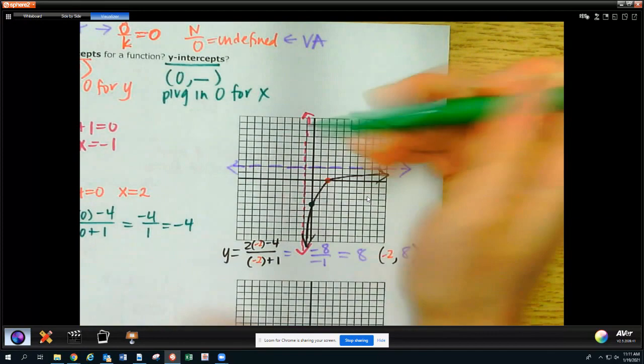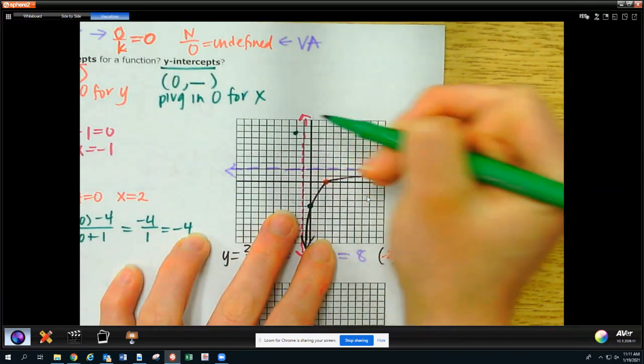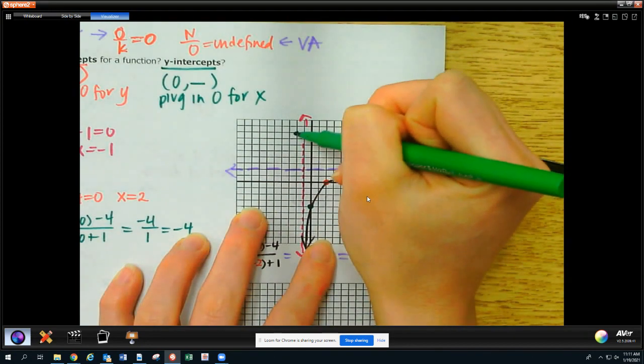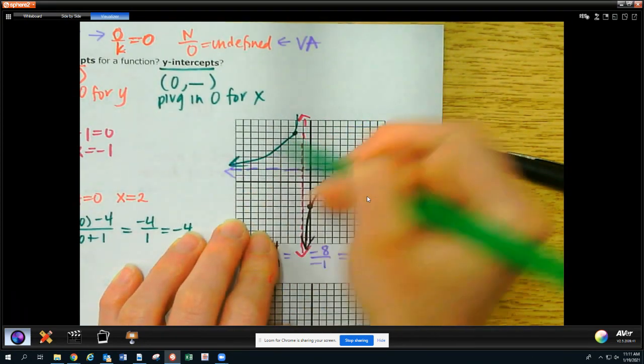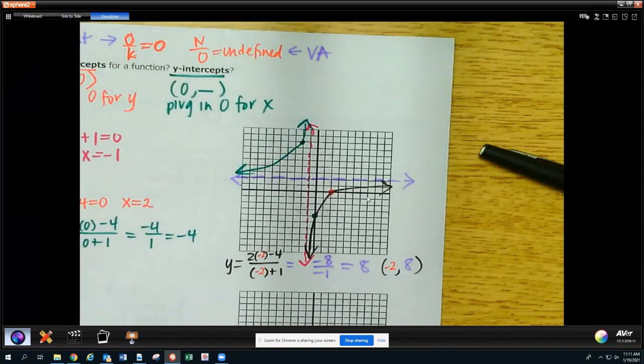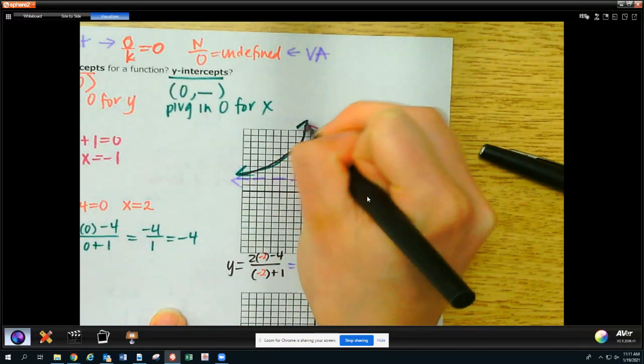Okay, -2, +8, and we will use green for that. So -2, +8 is up here. And so remember, you have to follow these asymptotes. Do not cross your asymptotes. Okay, and so this is what the function is looking like.